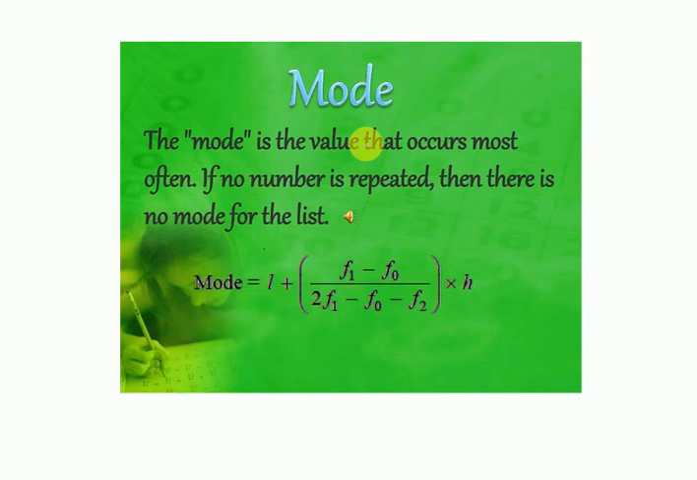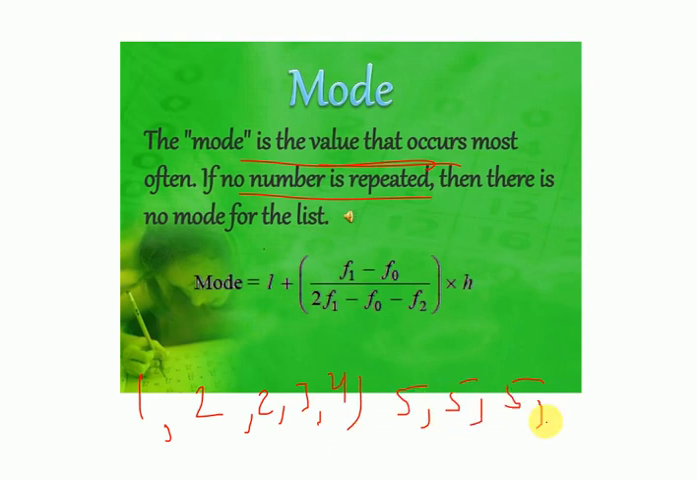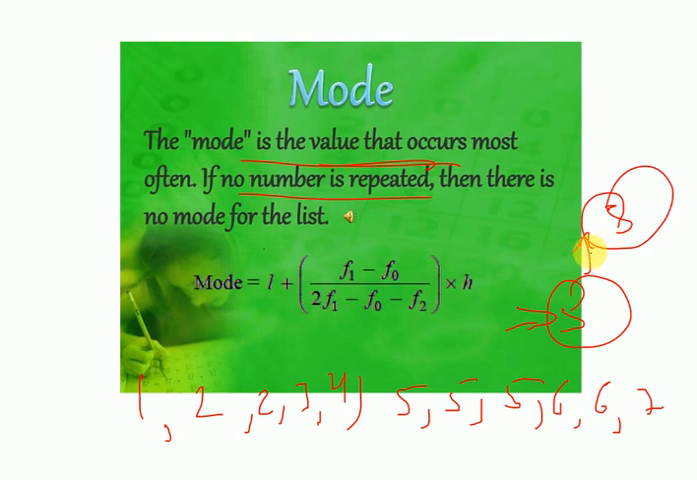Now we will learn about the mode. Now what is mode? Mode is the value that occurs most often. If no number is repeated, then there is no mode for the list. Like here I write some numbers: 1 2 2 3 4 5 5 5 6 6 7. Now if I ask what is the mode, you will say 5 because it is occurring most of the time, that is 3 times, right? So 5 is the mode.